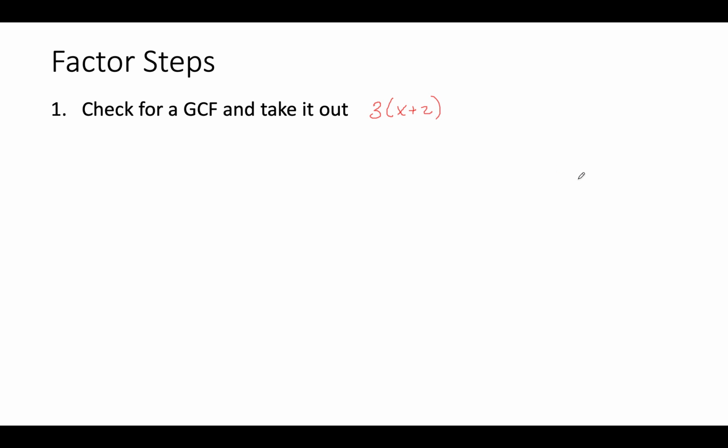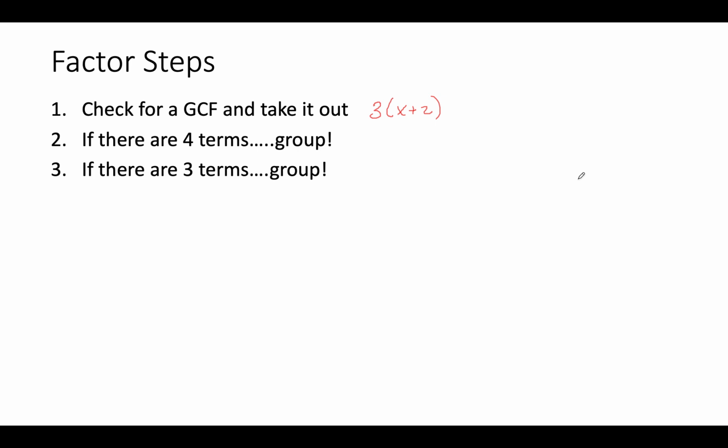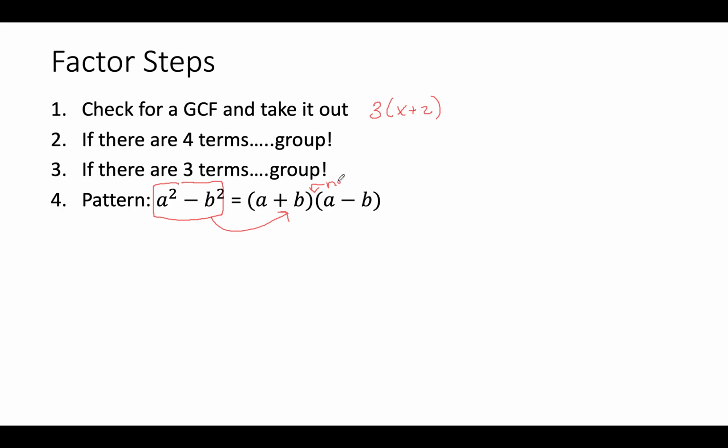Your second step is if you have 4 terms, then you're going to group it. And then if there are 3 terms, that's the one where you would change it to 4 terms, then you can group. And then the last one we talked about was a pattern. So if you have something that looks like this, satisfies those conditions, then it would factor to that answer. And again, factoring should be multiplication, but no dots and no x's for multiplication.